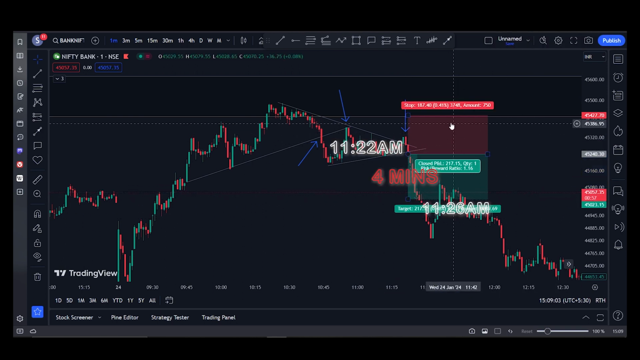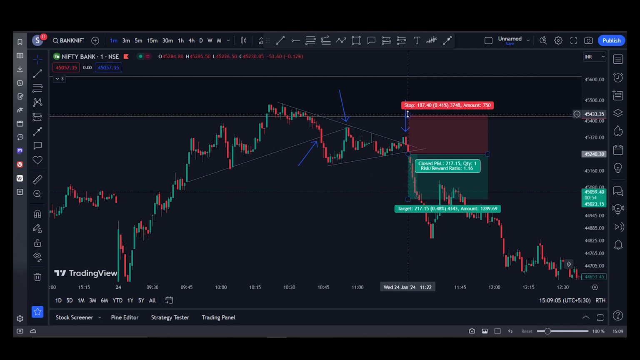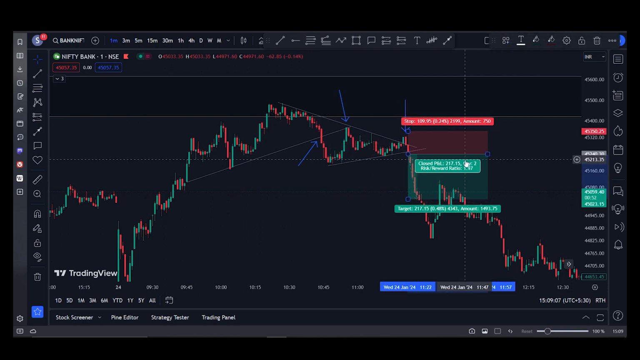My stop loss and targets were clearly based on the spot and option chart, and that is why I always say we have to be vigilant while doing analysis and taking trades.